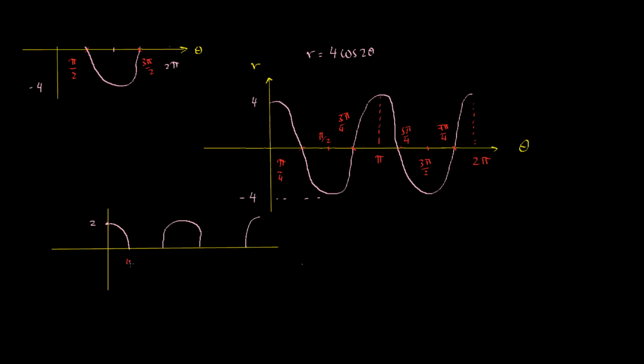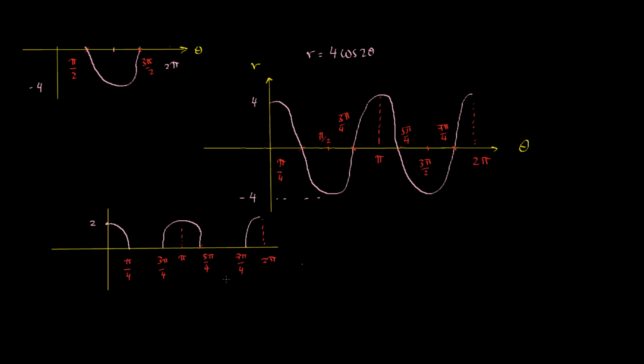So this here is pi over 4, this is 3 pi over 4, this is pi, this is 5 pi over 4, this is 7 pi over 4, and this is 2 pi.